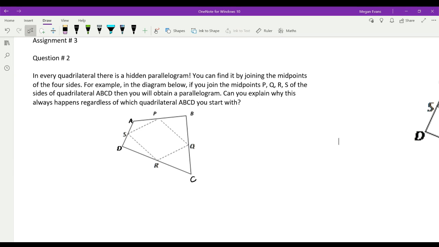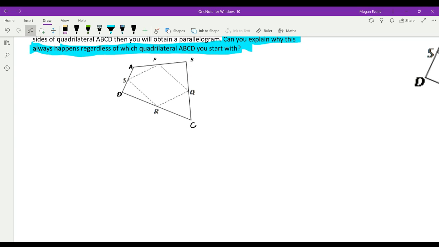So in every quadrilateral, there is a hidden parallelogram. You can find it by joining the midpoints of the 4 sides. For example, in the diagram below, if you join the midpoints P, Q, R, S of the sides of the quadrilateral ABCD, then you will obtain a parallelogram. The question is asking, so let's highlight the question: Can you explain why this always happens regardless of which quadrilateral ABCD you start with? So let's go through this.